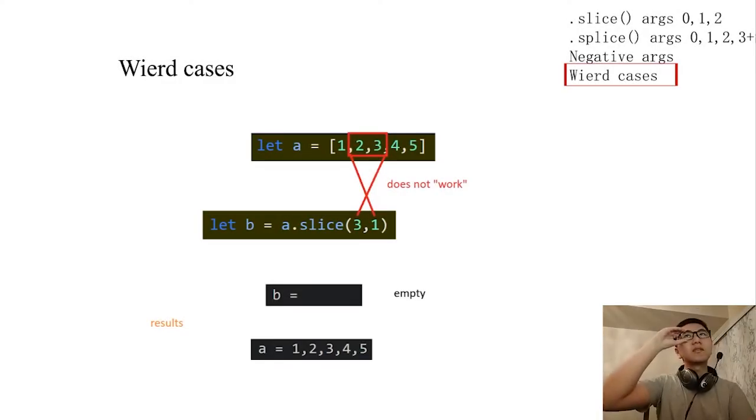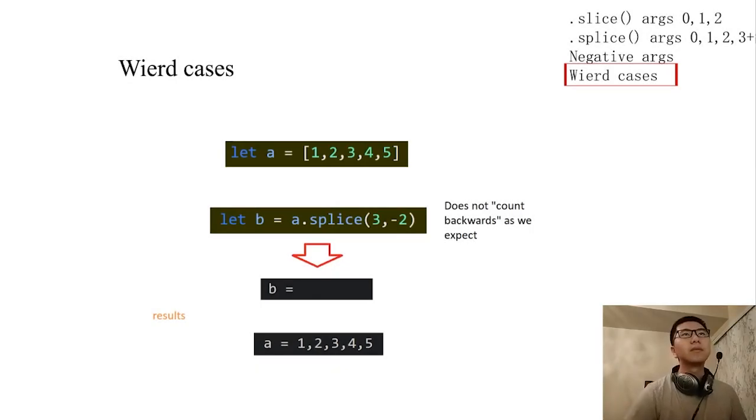Alright, so let's look at some weird cases. Let's look at slice first. One weird case is if the first argument is larger than the second argument, and what you have to remember is that it just won't work. This value has to be smaller than this value for slice to get anything. So it does not work if it's crossed like this, and B will be empty.